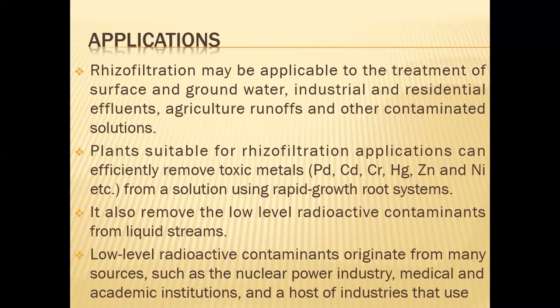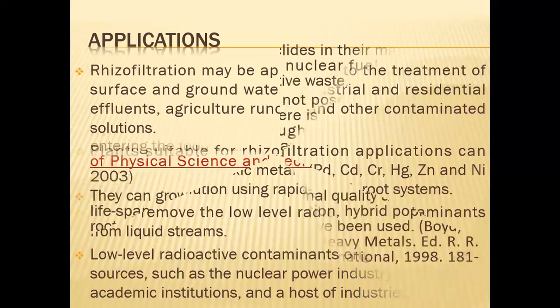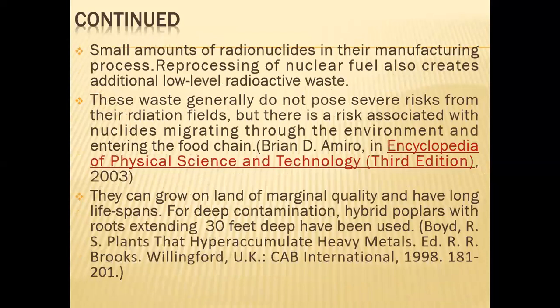Low level radioactive contaminants originate from many sources such as the nuclear power industries, medical and academic institutions, and a host of industries that use small amounts of radionuclides in their manufacturing process. Reprocessing of nuclear fuels also creates additional low level radioactive waste. These generally do not pose severe risk from their radiation fields, but there is a risk associated with nuclides migrating through the environment and entering the food chain.